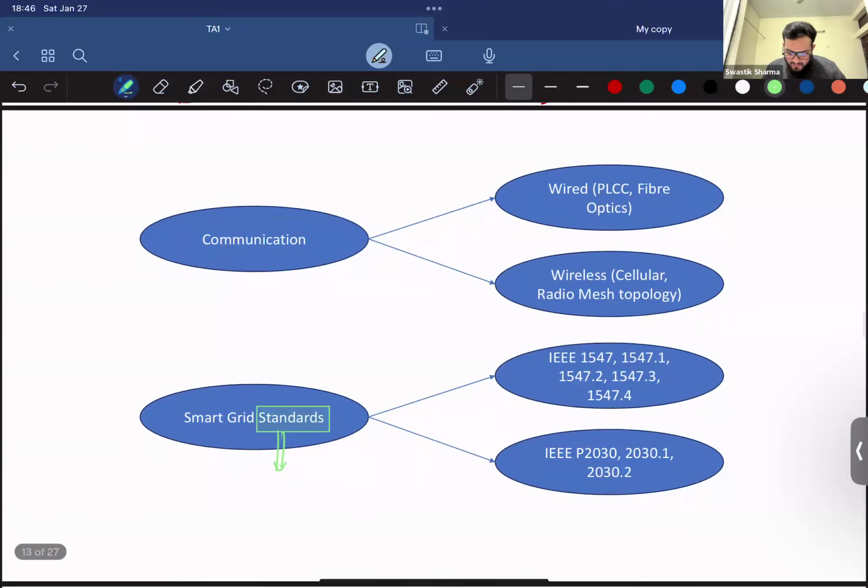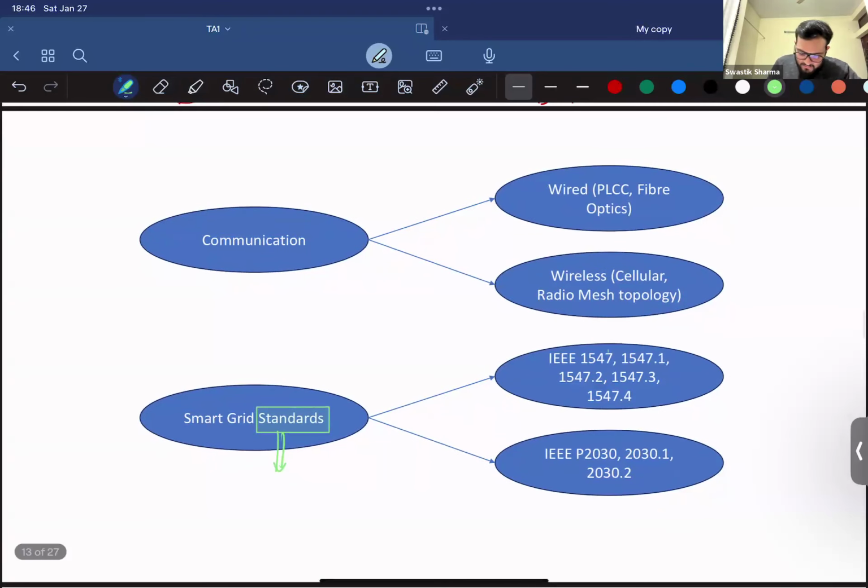So here we have IEEE 1547. This pertains to interconnection of DRs with the grid. And there is also IEEE 2030, which are interoperability standards. We'll discuss more when we come to the standards part.